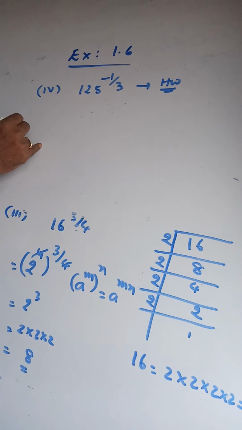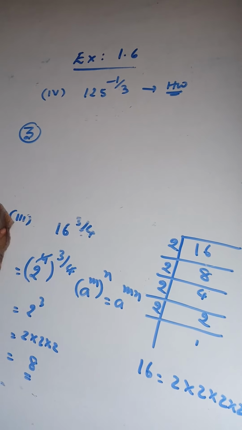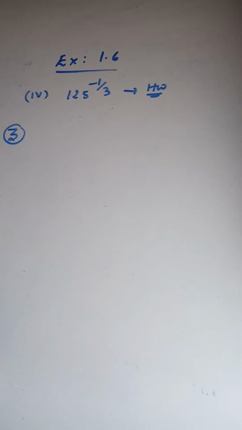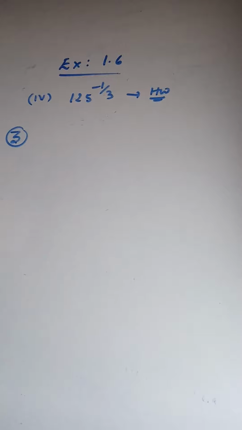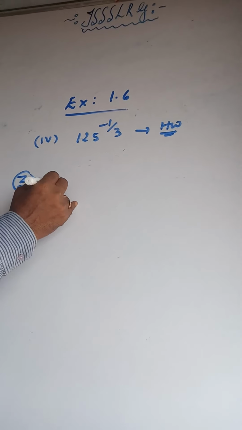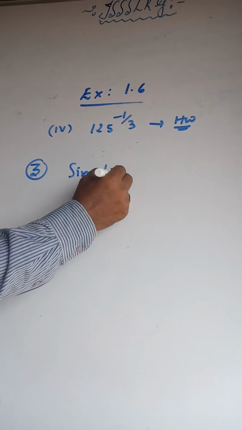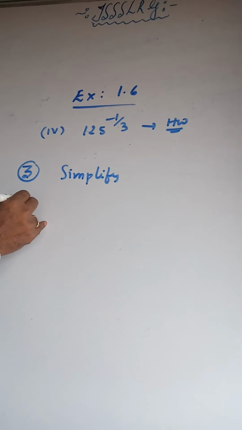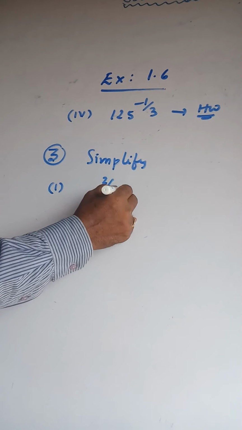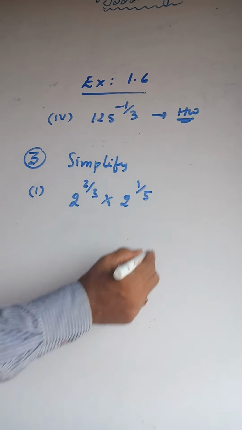Now the third question. In the third question, first bit is there, that is 2 raised to the power. Here also simplify is given. Simplify. First question, 2 raised to the power 2 by 3 into 2 raised to the power 1 by 5.